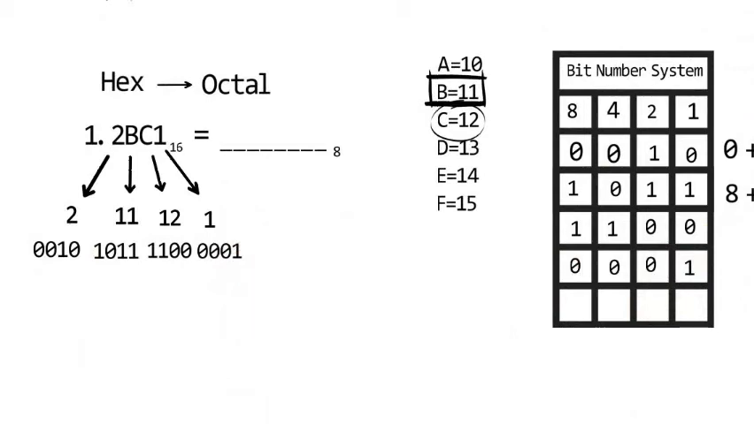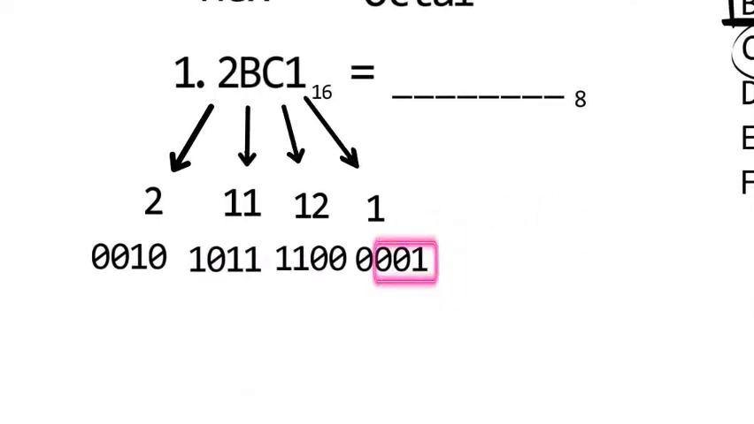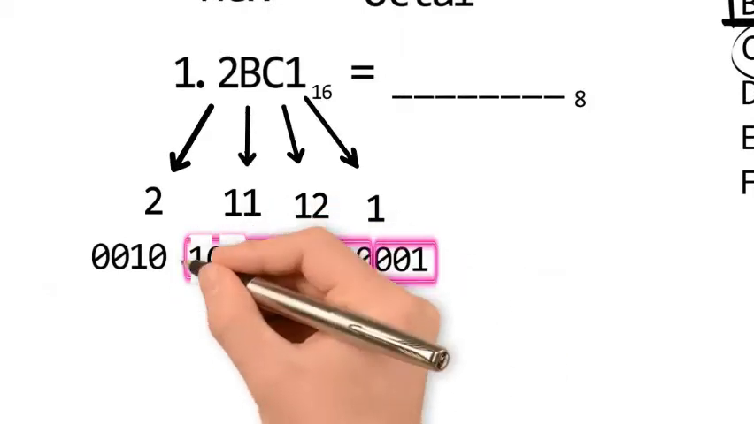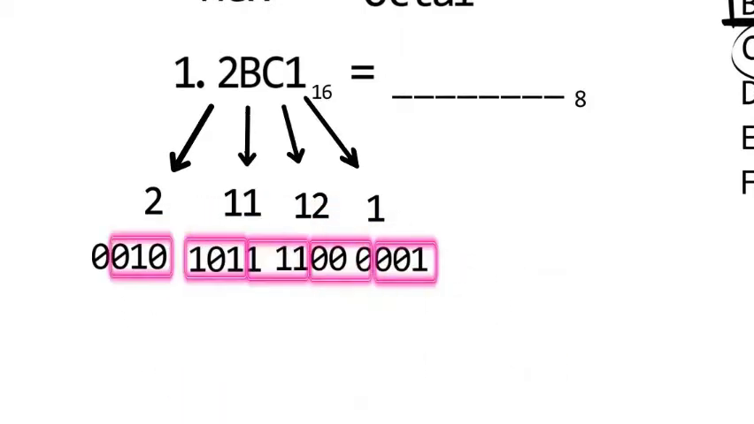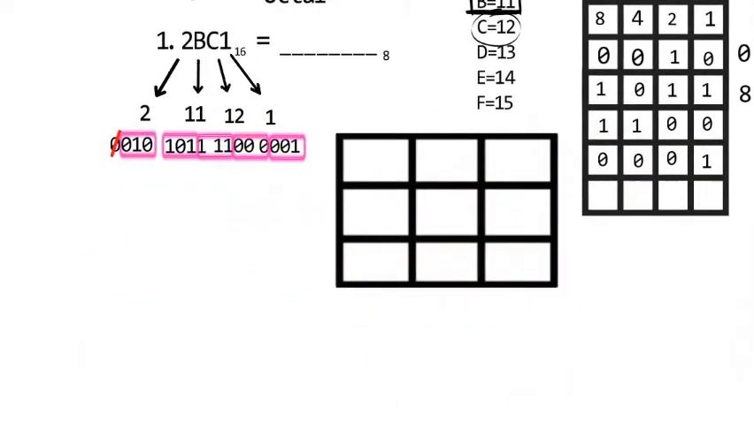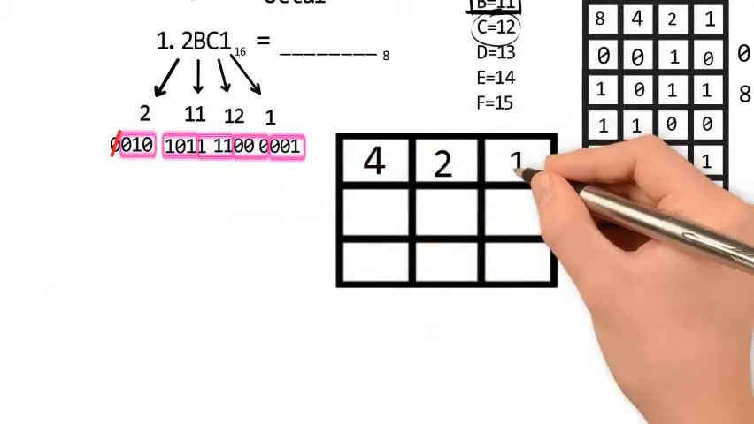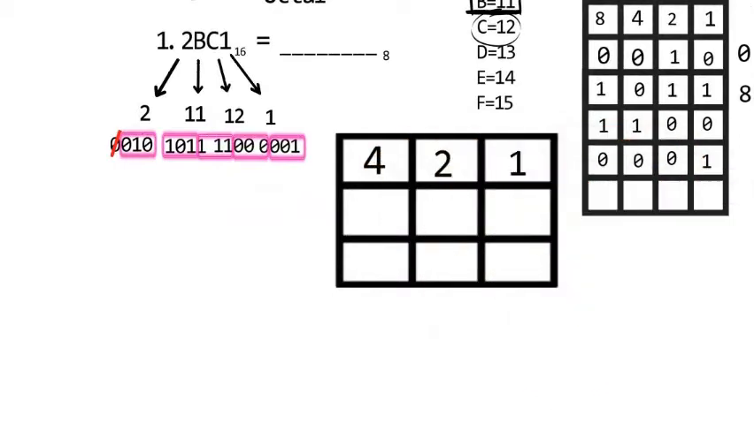So these numbers are grouped into 4. Now we will have to group them into groups of 3. So we have 0, 0, 1, 0, 0, 0, 1, 1, 1, 1, 0, 1, and 0, 1, 0. And we can remove this 0 here. Okay, so since we have groups of 3, we will use the 4, 2, 1 bit number system.